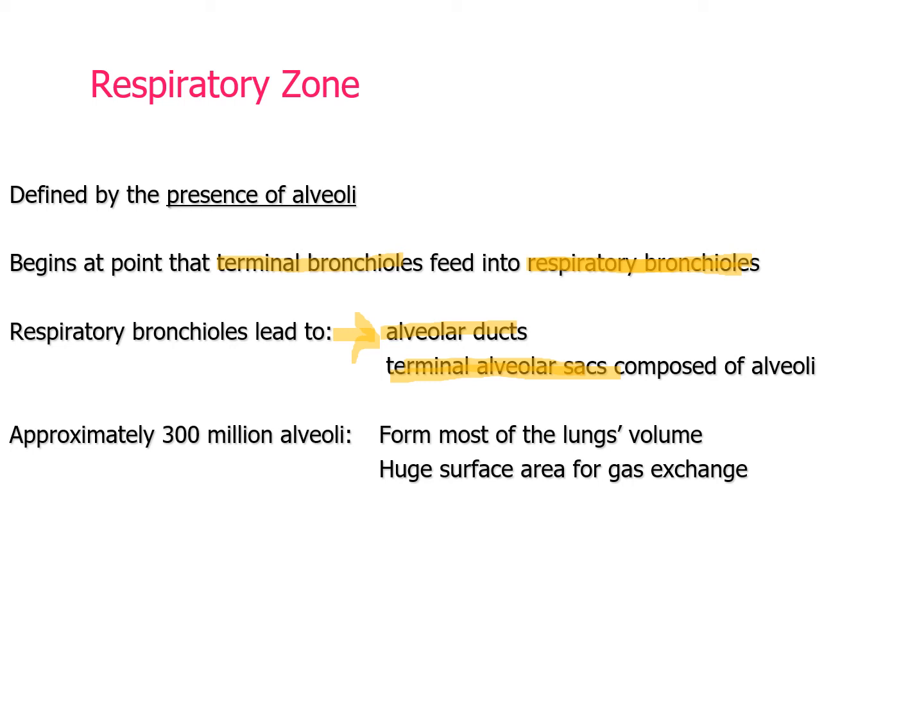Overall, your lungs are filled with these alveoli, these grape-like structures that are hollow inside, where the air goes in and you get gas exchange between the space inside the round structure and the blood, diffusing across. You have approximately 300 million. And that's what forms most of the lung's volume, in fact, not the bronchi and the bronchioles, but the alveoli, and they provide a really gigantic surface area for gas exchange. The bigger the surface area, the better the exchange.